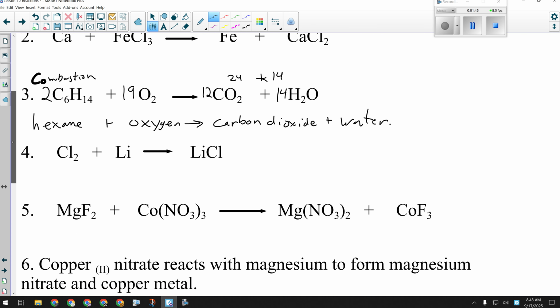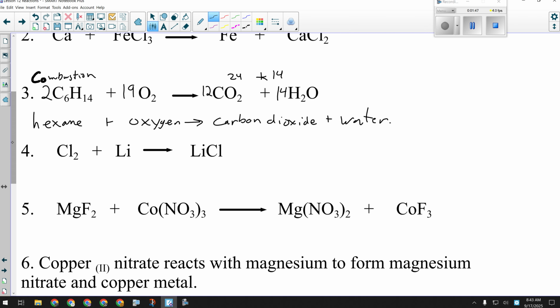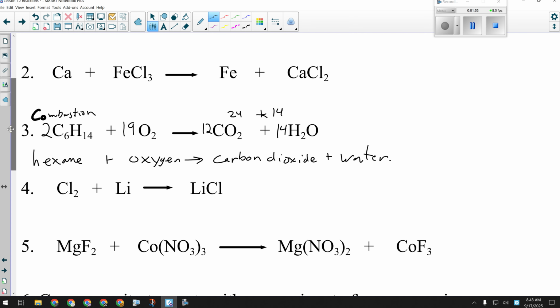All right. Can we do number 4? How many people are done 4? Let's look at 4, and then I'll give you some time on 5. On number 4, I've got chlorine, just the element, plus lithium, just the element, gives me lithium chloride.